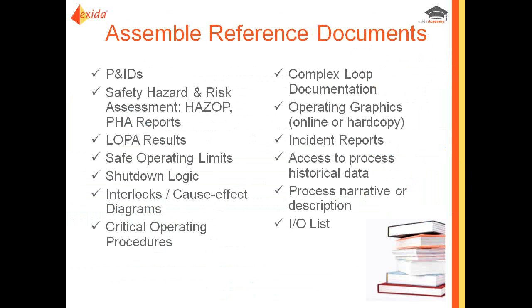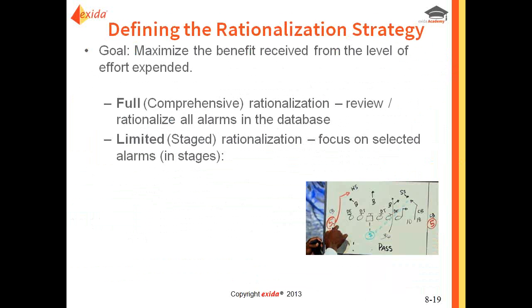Before you begin, you want to pull together appropriate set of documentation that might define or talk about the need for an alarm or what it's supposed to do. So these would certainly be things like PNIDs, HAZOP and PHA reports, LOPA reports, etc. And then you want to define what your strategy is. Are you going to rationalize all the alarms in one fell swoop, or are you going to do it in a staged process, maybe based on evaluating the bad actors first? For the example that we're going to do here, we're going to do it simulating a staged approach.